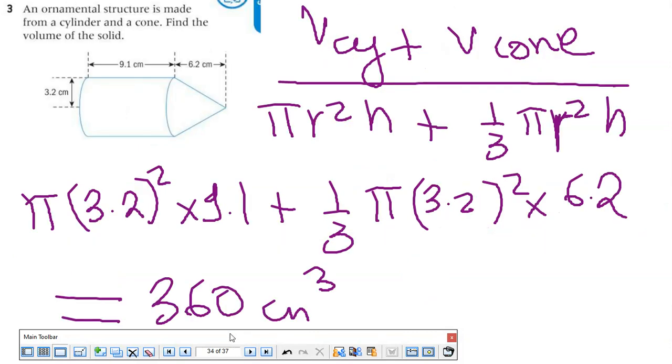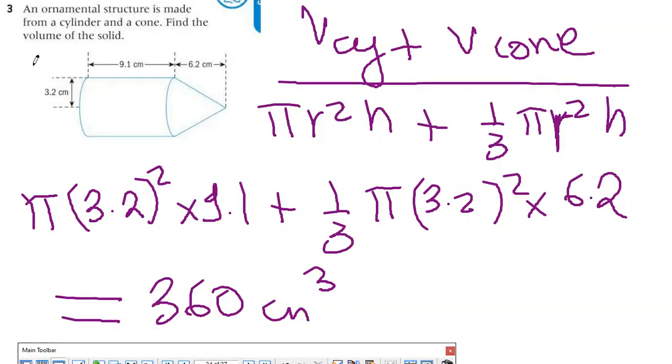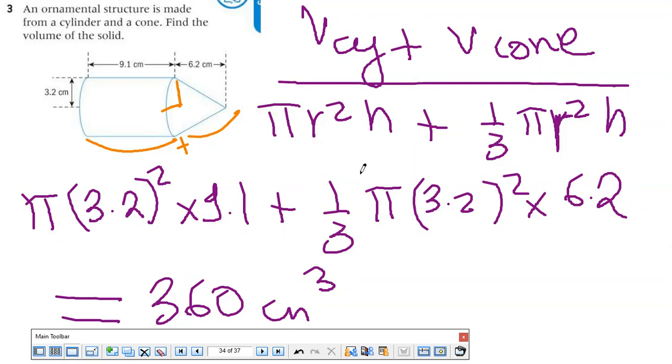I will move to exercise 3. I need to find the volume of this whole figure. This figure is formed by a cylinder plus a cone, and I just need to use the formula. It's the volume of the cylinder, pi r squared h, so it's pi times 3.2 squared times the height 9.8, plus the volume of the cone, 1 over 3 pi r squared. It has the same radius, 3.2 squared, times the height 6.2, and then you replace and you calculate. I'm going fast, guys, because it's very easy. You are just using the formula.